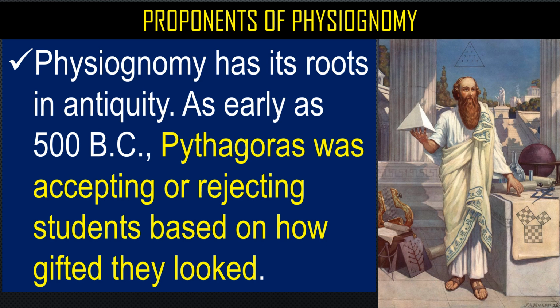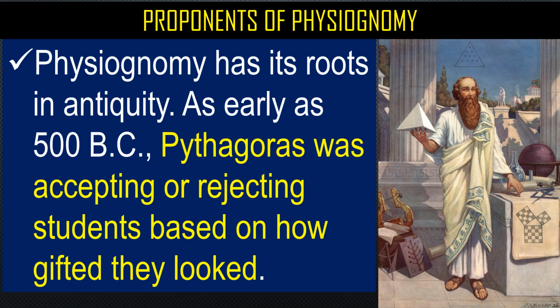Well, in relation to whether a person is good or bad, we have some proponents of physiognomy, meaning sino yung mga nag-create ng study ng physiognomy, the understanding or the judging of one's character based on his natural features. We have the mathematician Pythagoras, and he was an astronomer also and a mathematician. And according to Encyclopedia Britannica, Pythagoras was accepting or rejecting students based on how gifted they look.